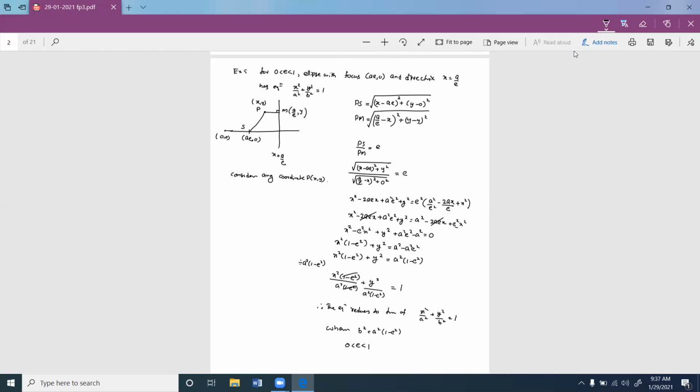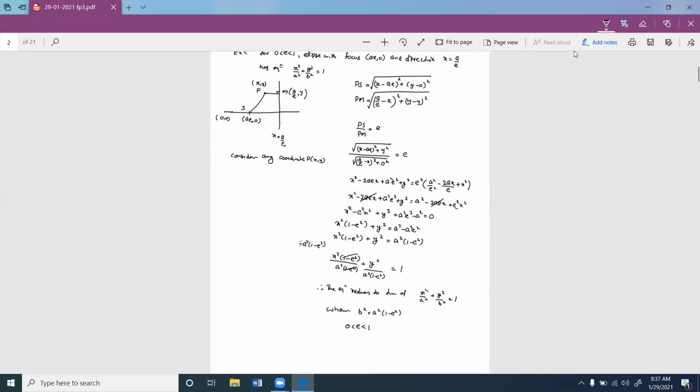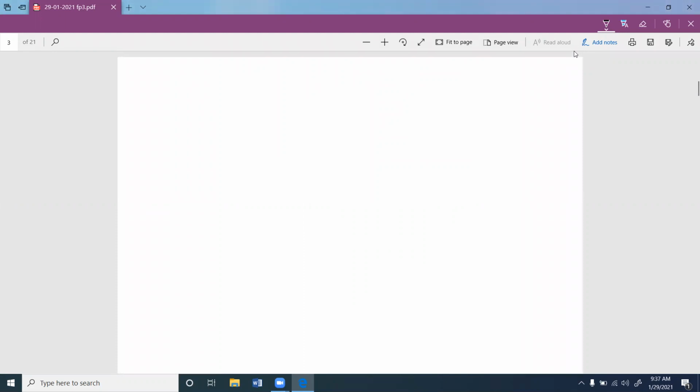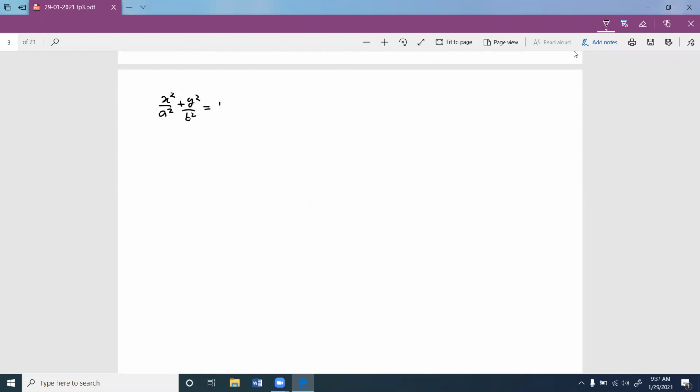Okay, then let's go to the next extent. Over here, if you get any kind of ellipse, these are the properties you can see today. So if you get any kind of ellipse, x squared over a squared plus y squared over b squared equals 1, the ellipse generates in this way.